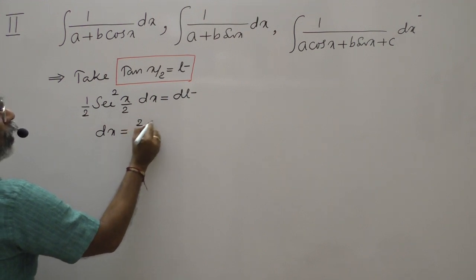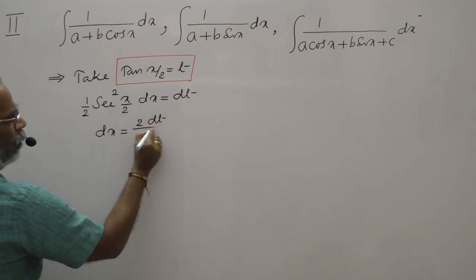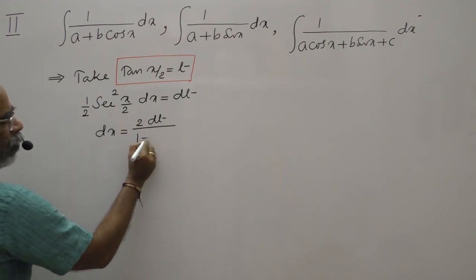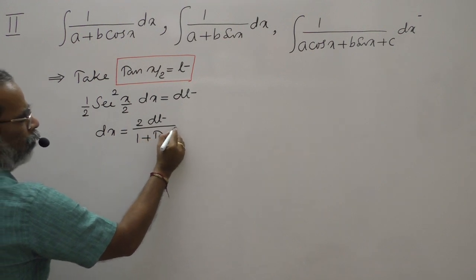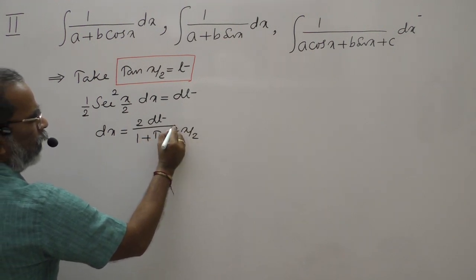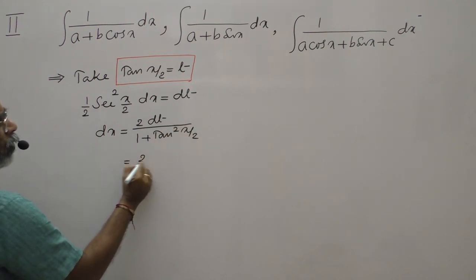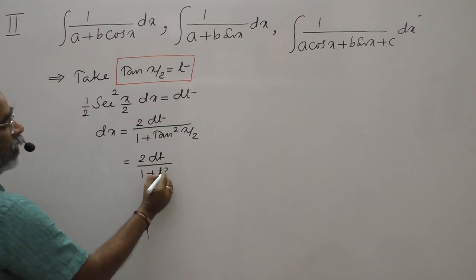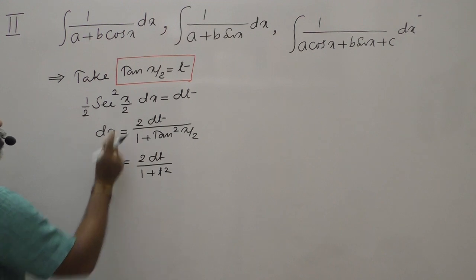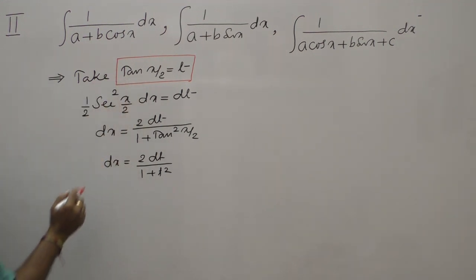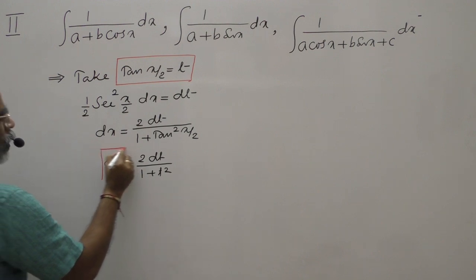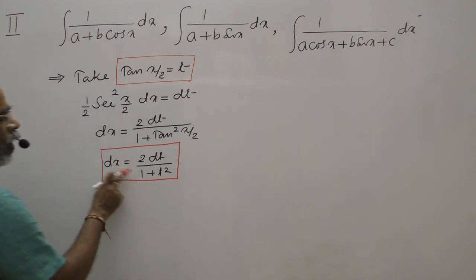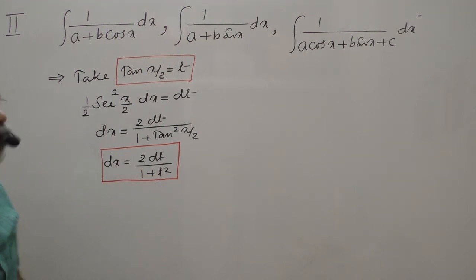So this implies dx is equal to, if you write 2 on the other side, it will multiply, and secant square x will divide. Secant square x is 1 plus tan square, so I can write 1 plus tan square x by 2. Therefore, this is 2 dt divided by 1 plus t square. Taking substitution means change of variable. So this will be the value of dx in terms of t.